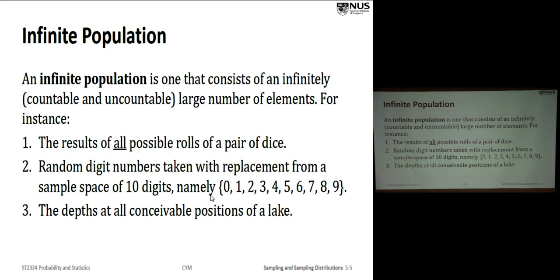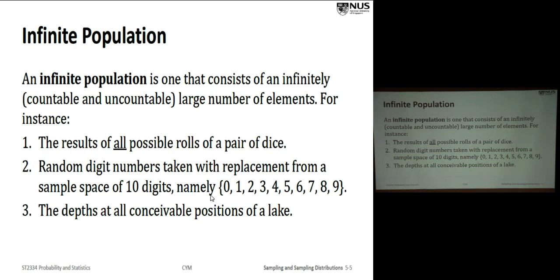Examples of such populations which one might want to study: the results of all possible rolls of a pair of dice. Okay, so what does that mean? That's actually not very well phrased. What is meant is that you take a sequence, so you roll, and you have basically an infinite sequence of rolls of a pair of dice. That's obviously an infinite population, although admittedly not very exciting. If you take random digits with replacement from a sample of 10 digits, you know there is a countably infinite number of random digit numbers that I can take from this.